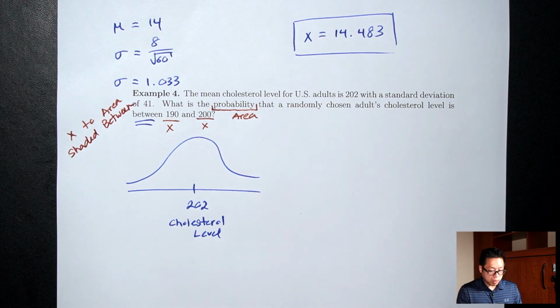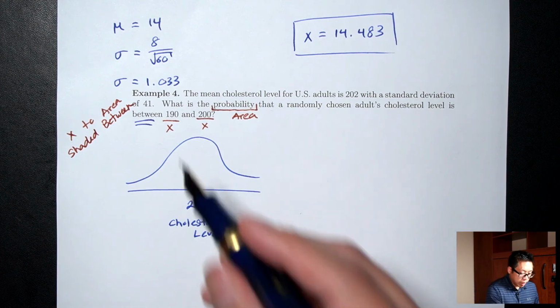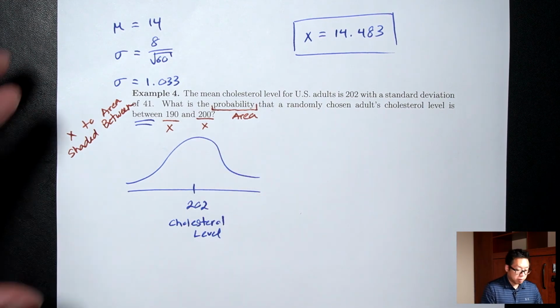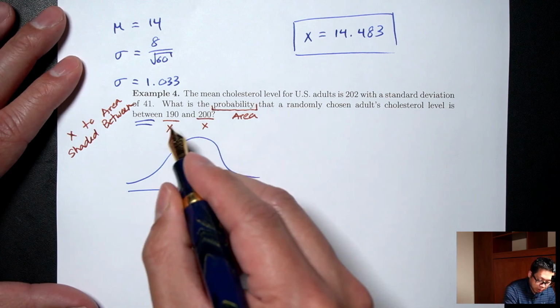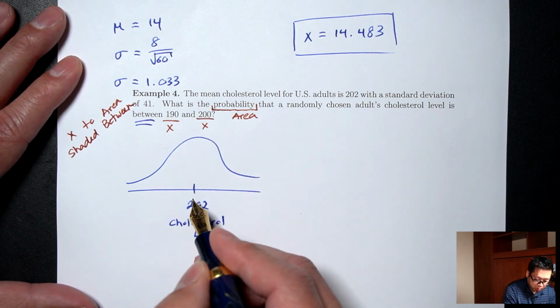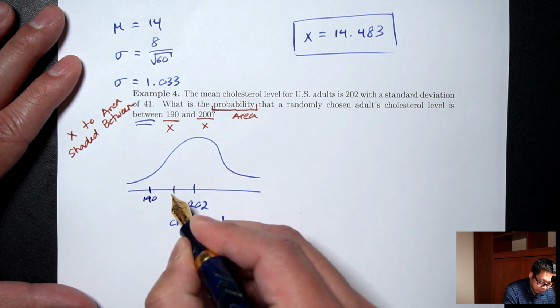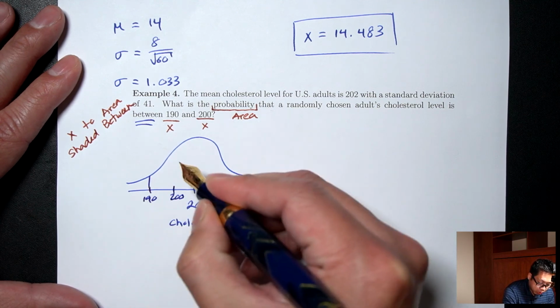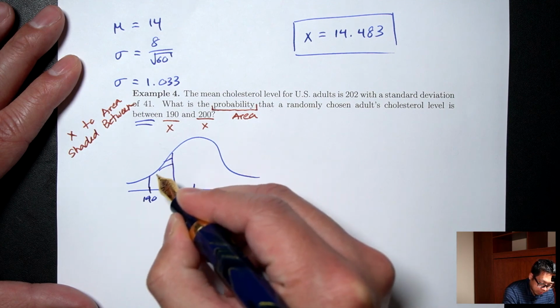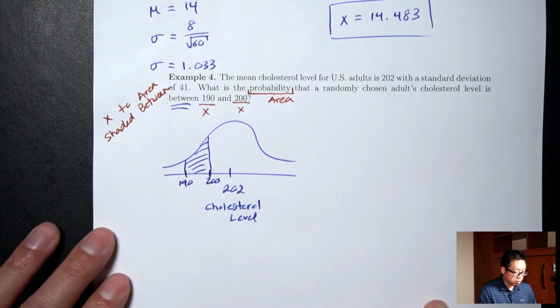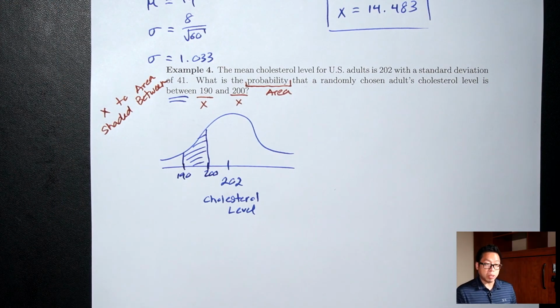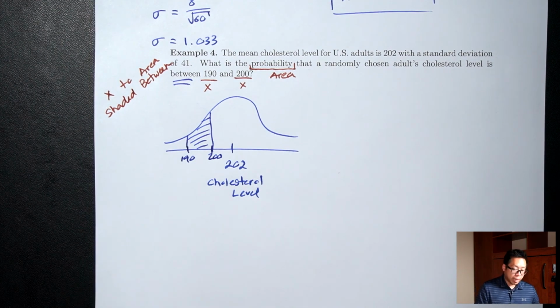And then let me draw the rest of this picture. The 190 and 200, we already said were X's, so they should go on the X-axis. 190 and 200 would be both on the left of this 202. And we said we were looking for the area between. So this is an X to area shaded between. The one new step in today's lecture is I'm going to list out the mean and standard deviation before I do the rest of the question.